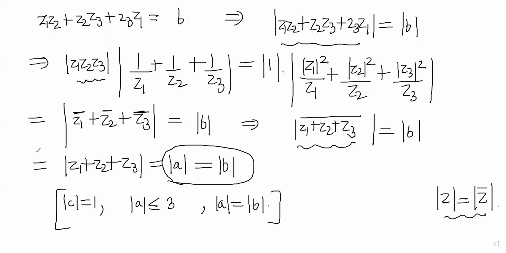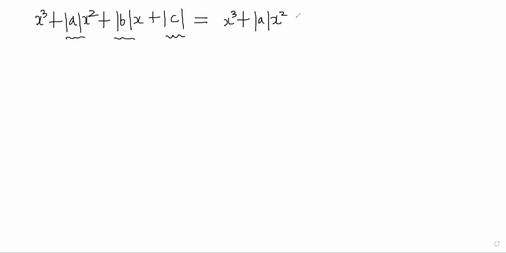Now let's turn our attention to equation 2. The equation 2 was this, right? And this equation, applying the fact that mod a and mod b are same and mod c is 1, we can write it like this: x cube plus mod a x square plus mod a x plus 1. And this part, we can actually factorize. If you put x equal to minus 1, you get minus 1 plus mod a minus mod a plus 1, which cancels. Yeah.